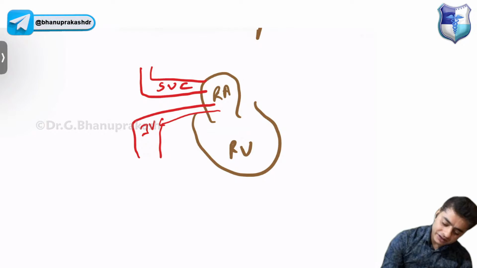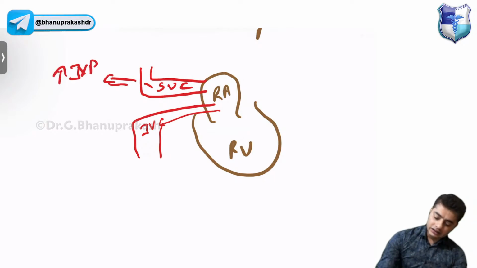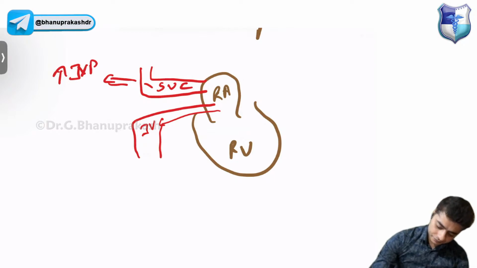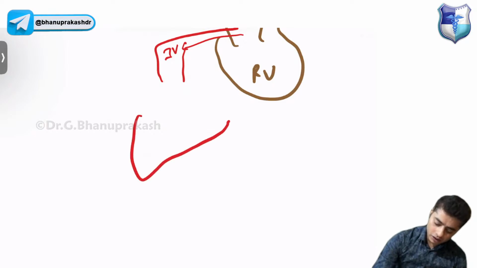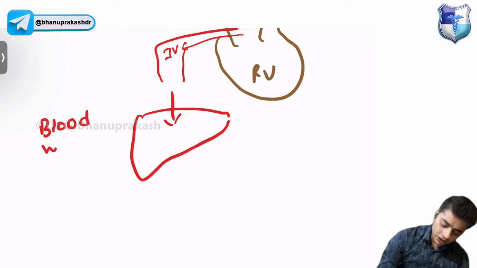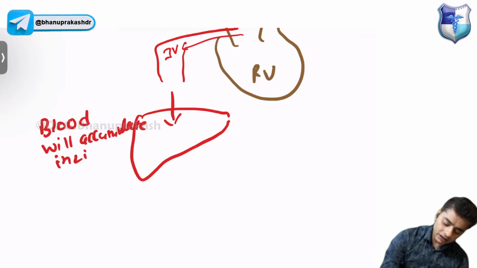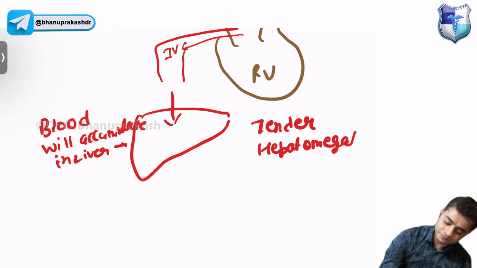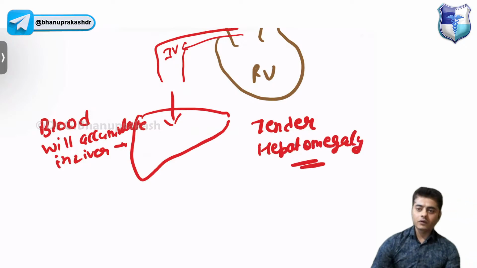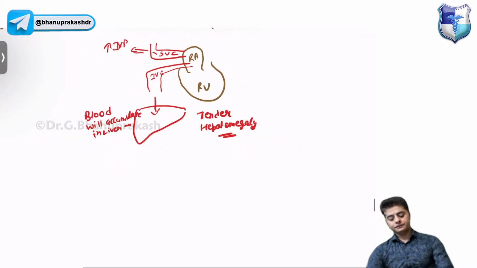So there will be back pressure in SVC. And due to back pressure in SVC, what are you getting? You are getting increased JVP. This will also put back pressure on IVC. And what is IVC taking? IVC is taking whole blood from the GIT and especially from your liver. So this blood will accumulate in the liver and can lead to tender hepatomegaly. Okay, so you can get tender hepatomegaly.